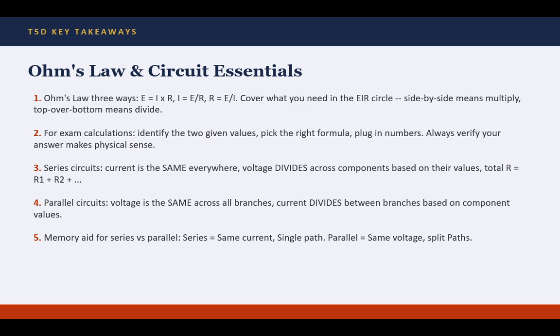Series circuits, current is the same everywhere. Voltage divides across components based on their values. Total R equals R1 plus R2, and so on. Number 4, parallel circuits. Voltage is the same across all branches. Current divides between branches based on component values. And then a memory aid for series versus parallel. Series equals same current, single path. Parallel equals same voltage, split paths.